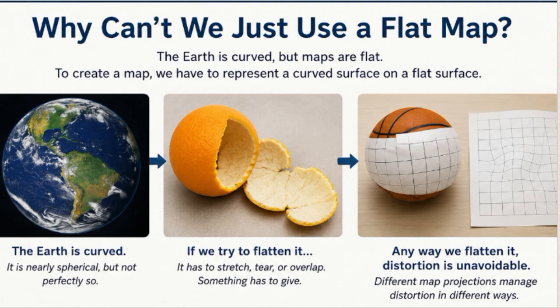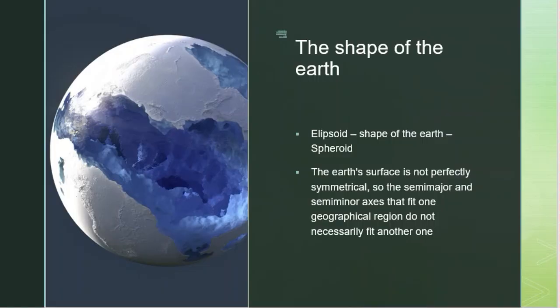And so because the Earth is curved and maps are flat, we need a mathematical model of the Earth's shape before we can assign coordinates and even create maps. And so this is a topic that has its own major at universities. You could do a PhD in the shape of the Earth. So I just wanted to introduce the terminology ellipsoid, which is the shape of the Earth, or a spheroid. We can use those simultaneously. Just know that that's the shape of the Earth, and it is not perfectly symmetrical.